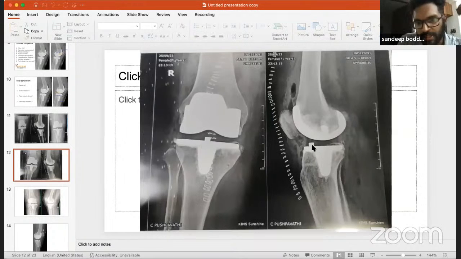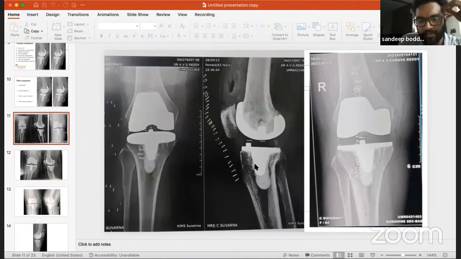So here you can see in this lateral view, please check this lateral view. You can have a small post. This is the stop button for rotation. So the poly cannot just rotate 360 degrees over the tibia. There is a stop, which allows a 45 degrees rotation. This is the stop button.